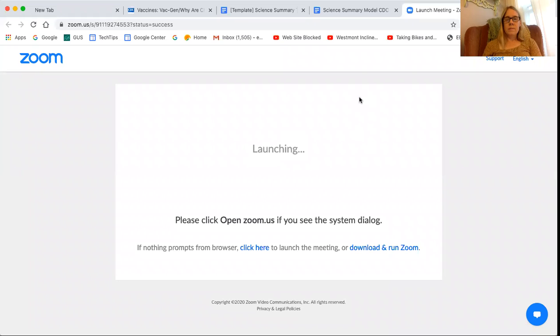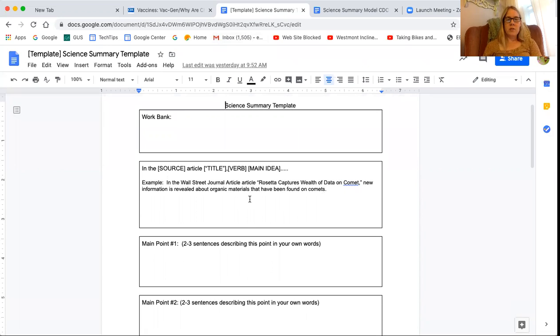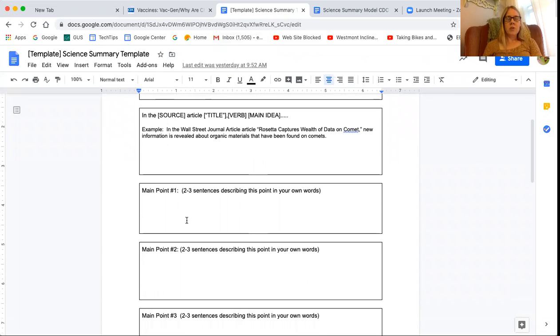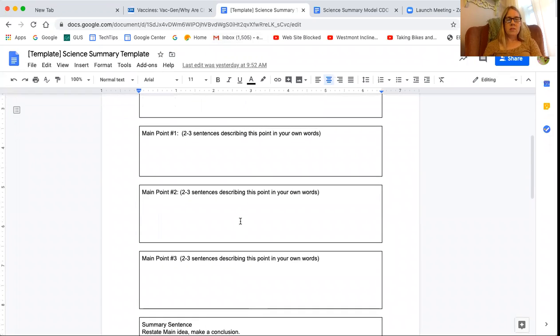Hi, seventh graders. I'm going to give you some pointers on how to summarize a science article. So first, what I want to do is show you the form that you're going to be using to do that. So this is the form you're going to use. It says science summary template as a word bank, as a place to write an introductory sentence, a place for three main points, and then a summary sentence.